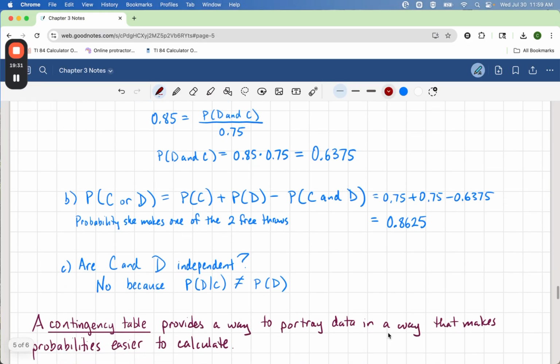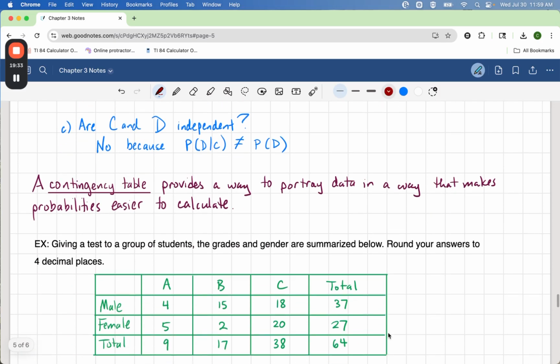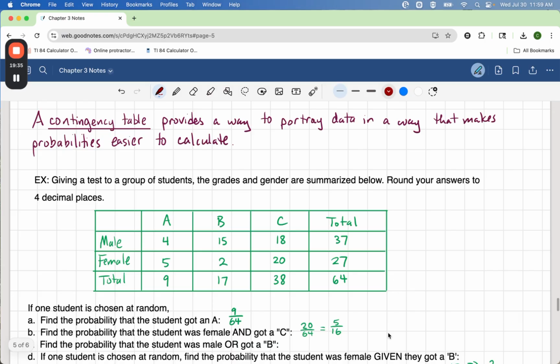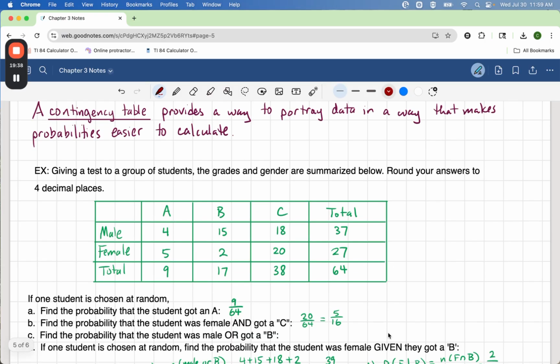All right. A contingency table provides a way to portray data in a way that makes probabilities easier to calculate. Giving a test to a group of students, the grades and gender are summarized below. Round your answers to 4 decimal places. So we have 37 male students: 4 got A's, 15 got B's, 18 got C's. 27 female students: 5 got A's, 2 got B's, 20 got C's. So total 9 A's, 17 B's, and 38 C's.